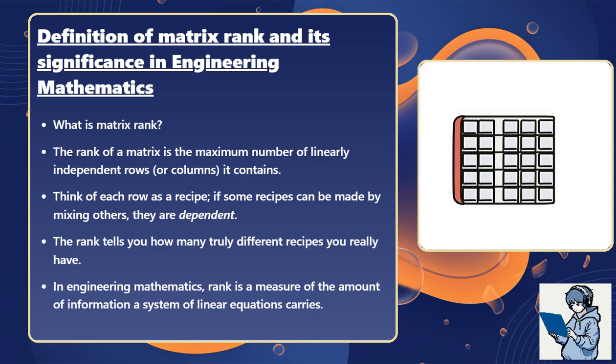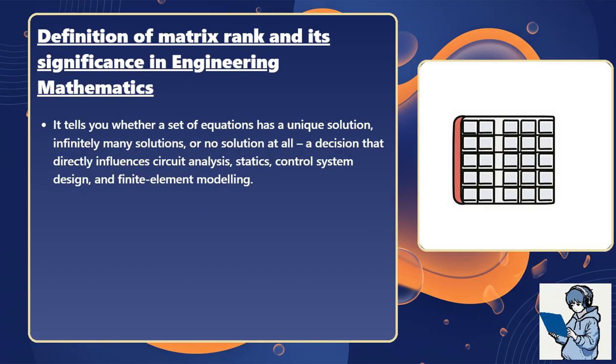In engineering mathematics, rank is a measure of the amount of information a system of linear equations carries. It tells you whether a set of equations has a unique solution, infinitely many solutions, or no solution at all. A decision that directly influences circuit analysis, statics, control system design, and finite element modeling.